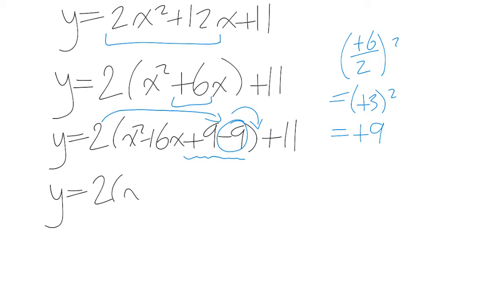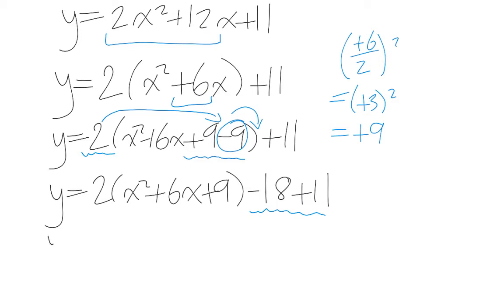So everything else stays the same. However, when I'm moving the negative 9 outside of the brackets, I have to remember to multiply it by positive 2. So negative 9 multiplied by positive 2 is negative 18. And the plus 11 stays exactly the same. At this point, you want to simplify some of these numbers. So negative 18 plus 11 is negative 7.